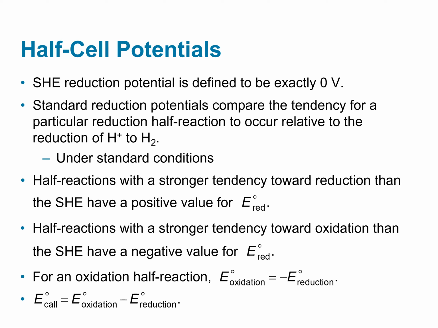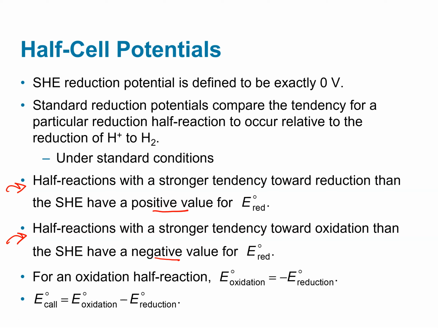I think everything we've talked about covers the first couple points here. Starting on the 3rd bullet. Half reactions with stronger tendencies towards reduction than a standard hydrogen electrode are going to have positive values for reduction potential, for our standard reduction potential. Half reactions with stronger tendencies toward oxidation than the standard hydrogen electrode are going to have negative values for their reduction potential.